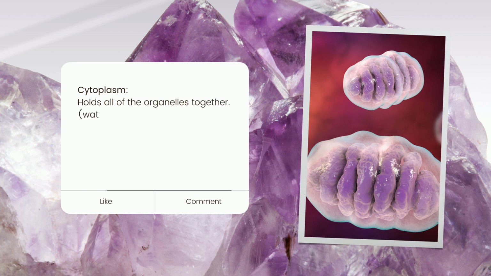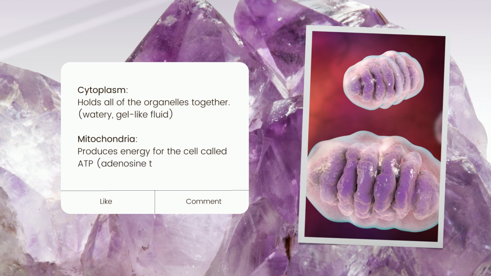Cytoplasm. In this image, it appears reddish-orange in the background. It is essentially like egg whites in an egg, or like the gelatin in Jell-O. It holds things together. So it holds all of the organelles together.